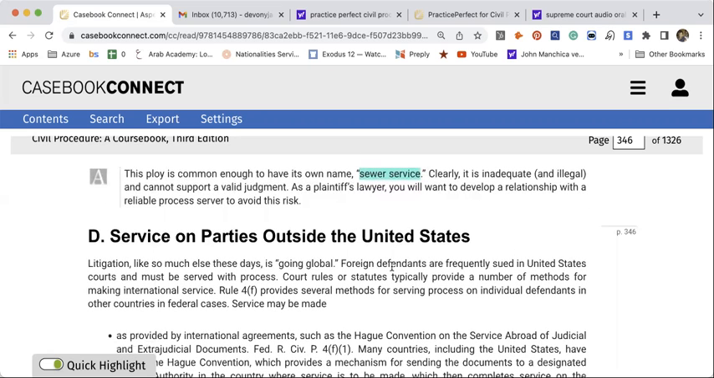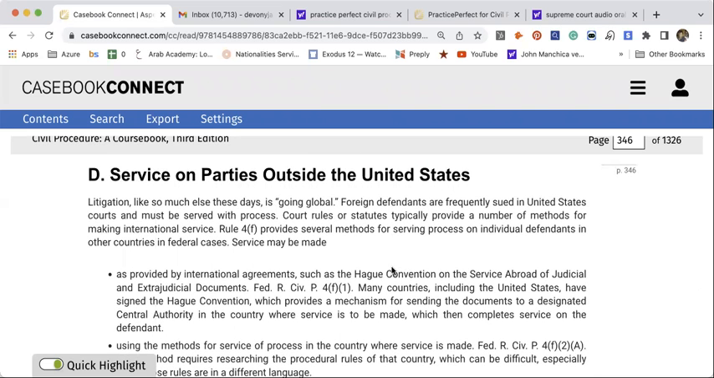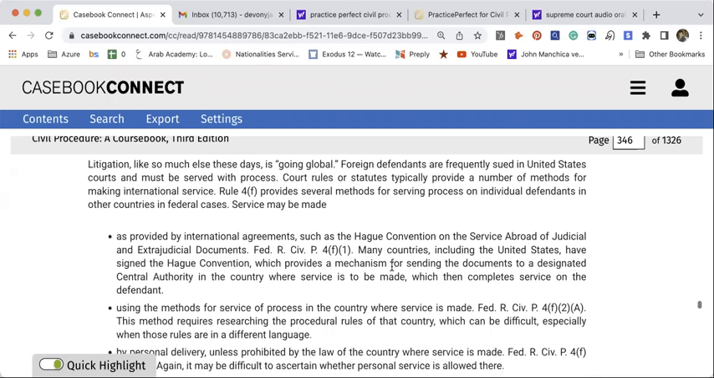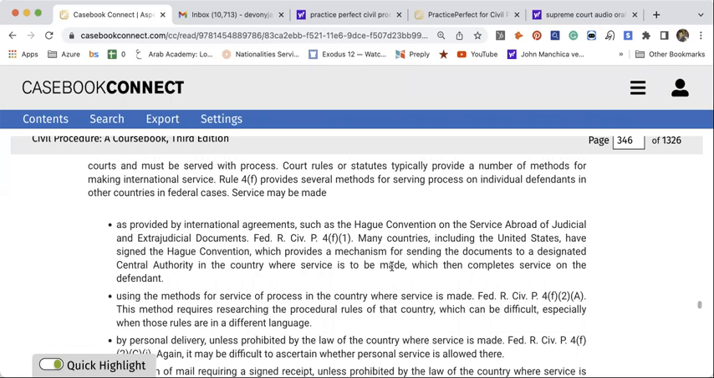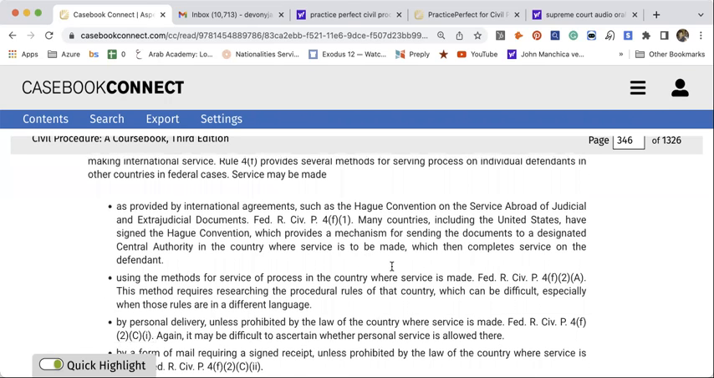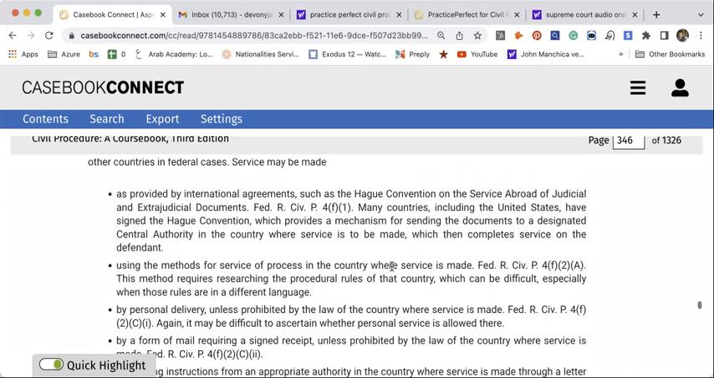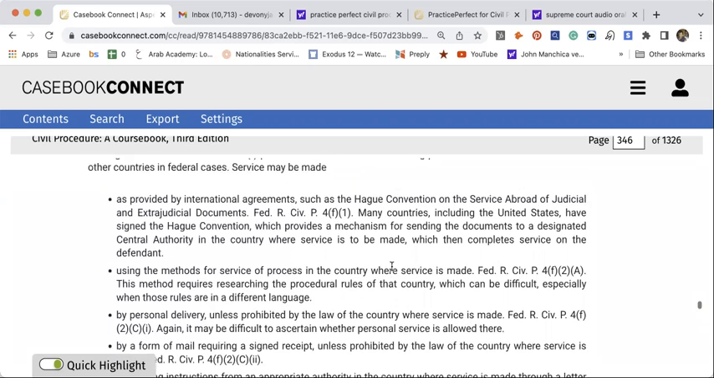Service on parties outside the United States. Litigation, like so much else, is going global. Foreign defendants are frequently sued in United States courts and must be served with process. Courts and statutes typically provide a number of methods for making international service. Rule 4(f) provides several methods for serving process on individual defendants in other countries in federal cases.